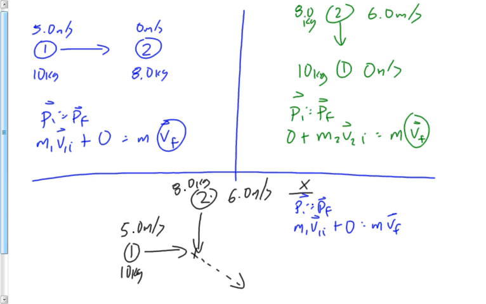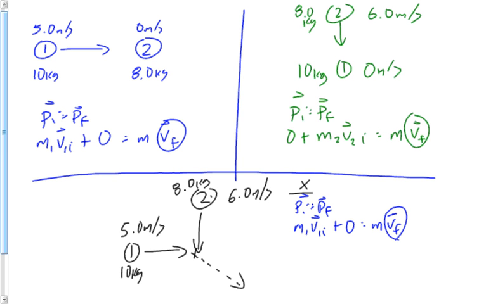Can anybody explain to me why M2 V2I is 0, even though in this problem, object number 2 is moving? Because it's only moving on the y-axis. And we're analyzing which axis? So as far as x goes, how much of that 6 meters per second is on the x-axis? None, right? None of it. So we can solve for VF there, for the x component.